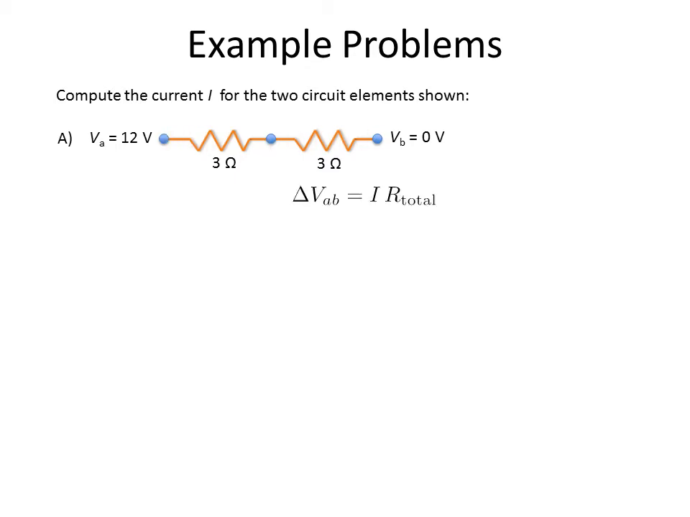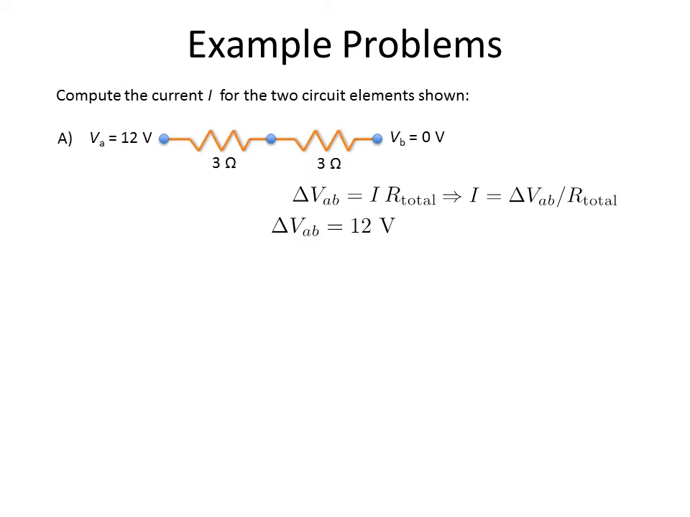So the change in voltage from A to B, 12 volt change, is equal to I times R total, our equivalent resistance. Or we can rearrange it saying that the current through this wire is equal to the voltage drop across the resistors divided by the equivalent resistance.